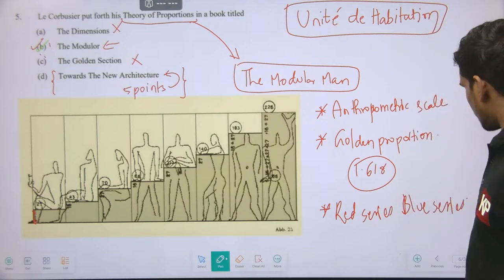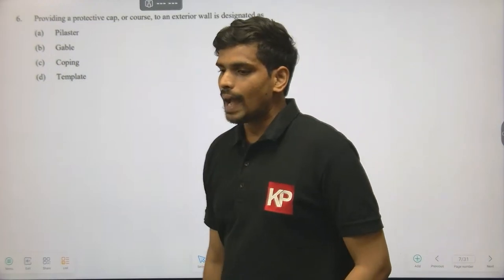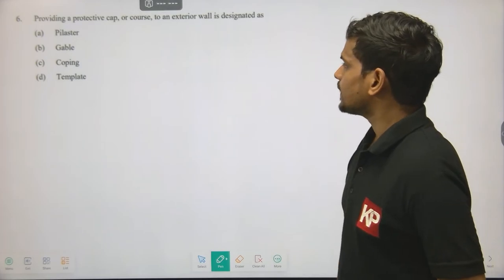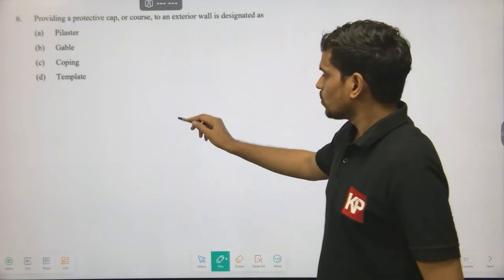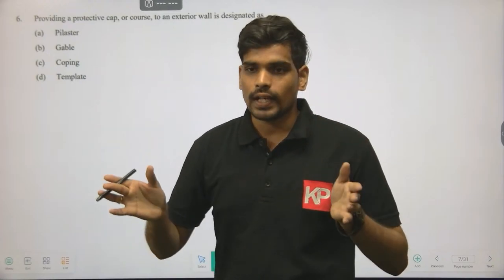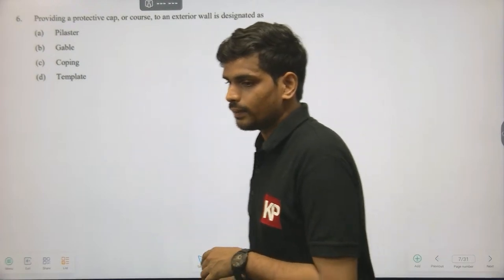Moving on to the next, the sixth question, let us look into it. Providing a protective cap or course to an exterior wall is designated as. I hope you know, in compound walls particularly, or in parapet walls which are exposed to the atmosphere, to the climatic conditions of rainfall particularly.